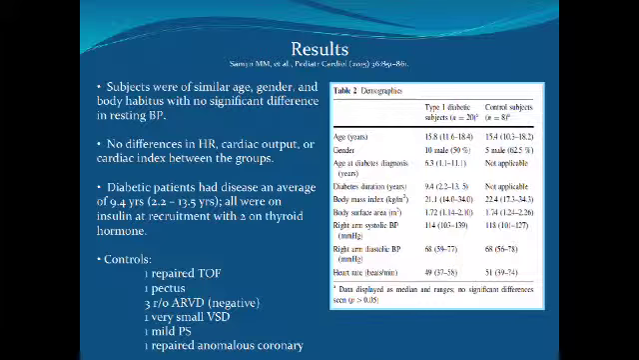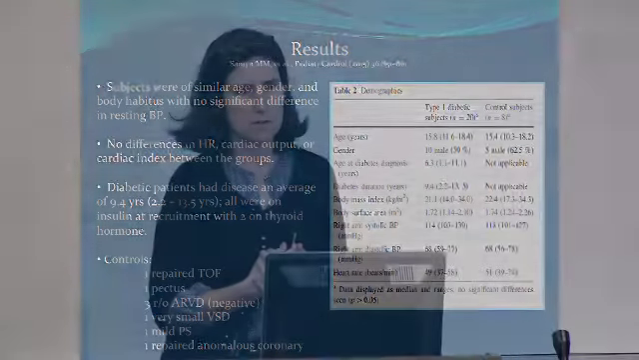So this is a bit of a busy table, but suffice it to say that the kids were really very similar. Almost an even match between males and females for both diabetics and the controls. They had similar blood pressures. There was no difference in heart rate or cardiac output, which is really important if you're trying to compare wall shear stress. You'd like them to kind of be at the same physiologic state.